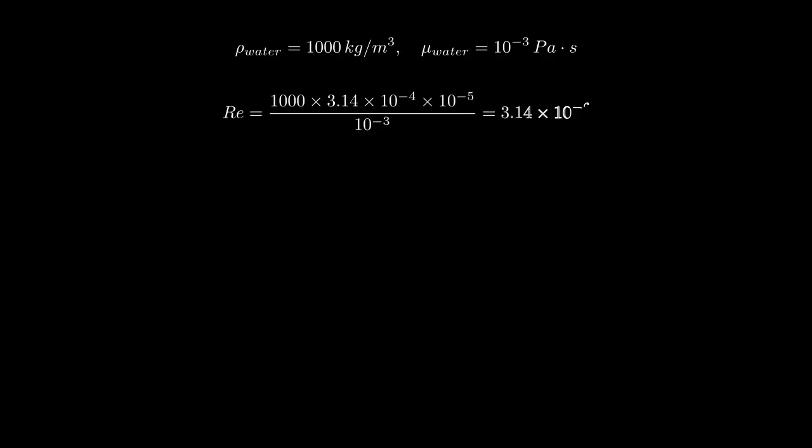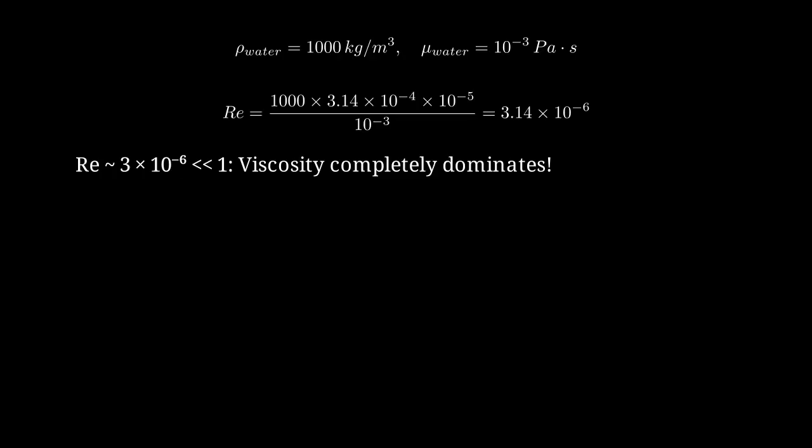Plugging everything in, Reynolds equals 1,000 times 3.14 times 10^-4 times 10^-5, divided by 10^-3. This gives us 3.14 times 10^-6. So the Reynolds number is approximately 3 times 10^-6, which is much less than 1. This means viscosity completely dominates the physics. There's essentially no inertia. Now let's explore how changing the spinning frequency affects the Reynolds number and the particle behavior.